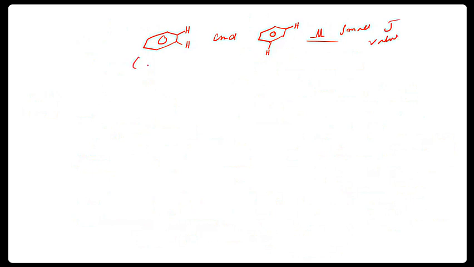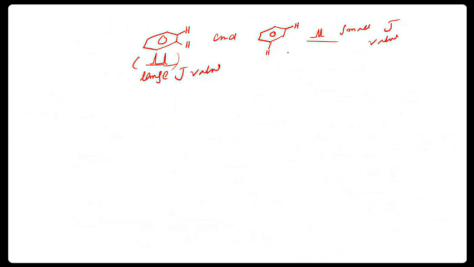If we puzzle between these two and these two, NMR will save us. Just record the J value. It will have a small J value here, and here we have a large J value. Large J value.